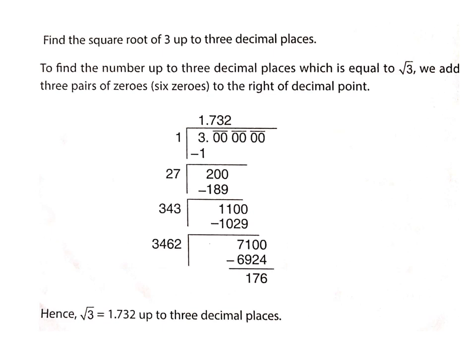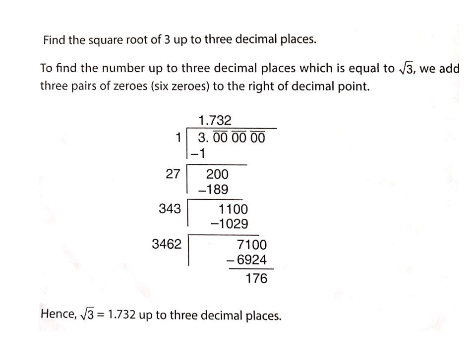Now start with the perfect square. The perfect square less than 3 is 1. So 1, 1, 3 minus 1 means 2. Now bring down the two zeros. Now if you add 1 and 1, it gives you 2. After 2 put 7. Again 27 multiplied by 7 gives you 189. So 200 minus 189 means 11.